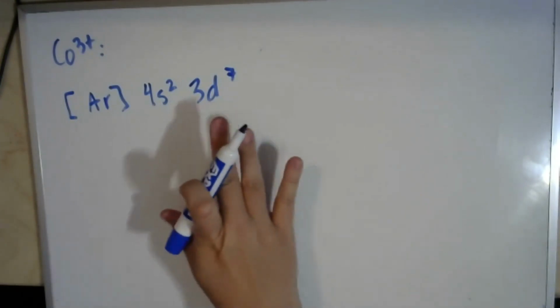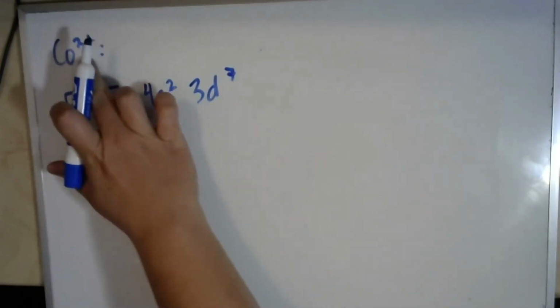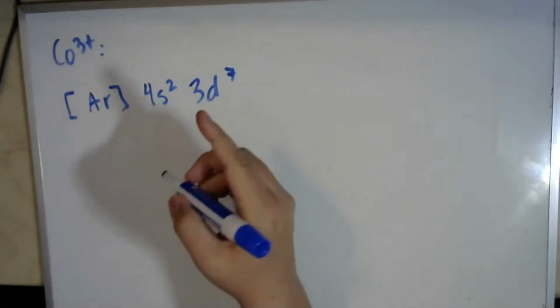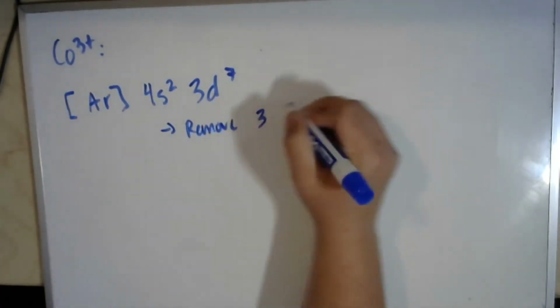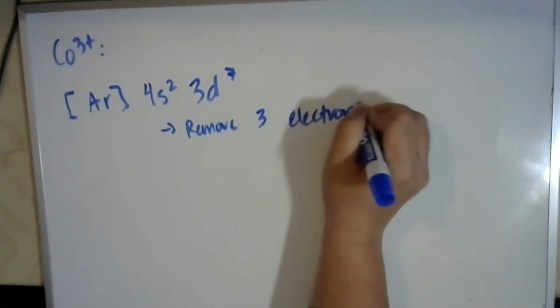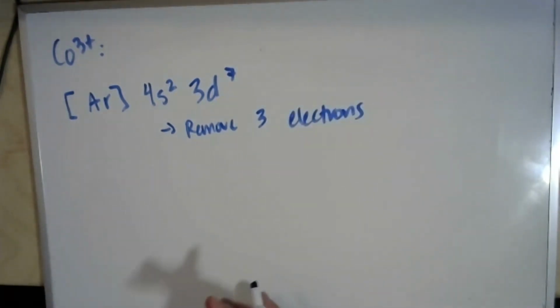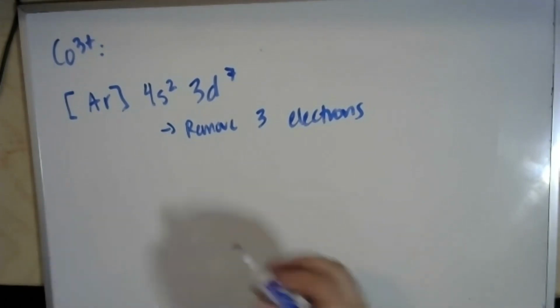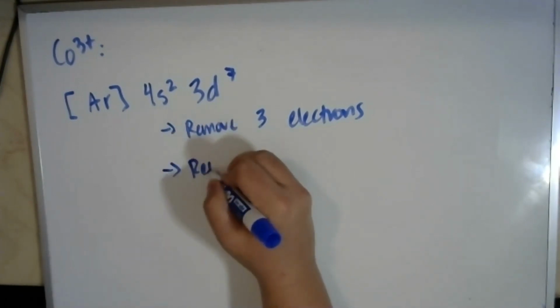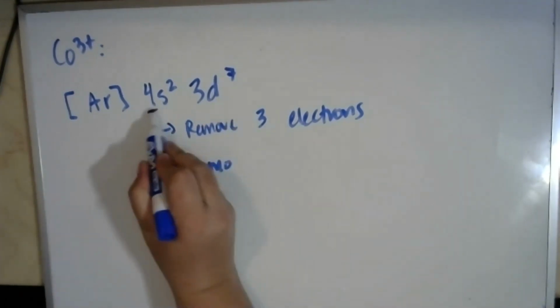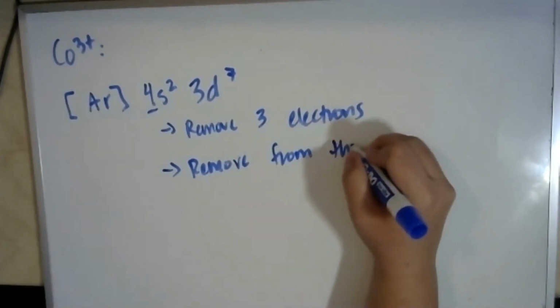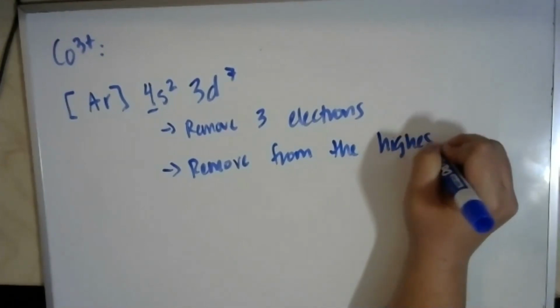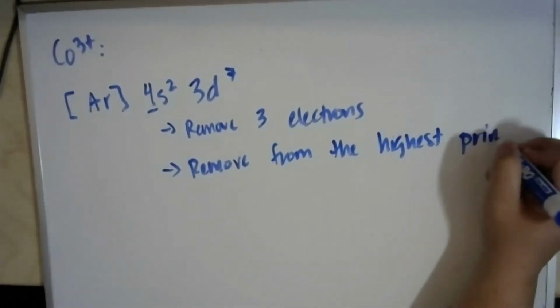Now, if I want to turn this into cobalt 3 plus, that means that I have to remove 3 electrons. Okay, but you cannot remove just any electrons. Specifically here, we have to start by removing electrons from the highest N level first. Okay, so from the highest principal energy level.